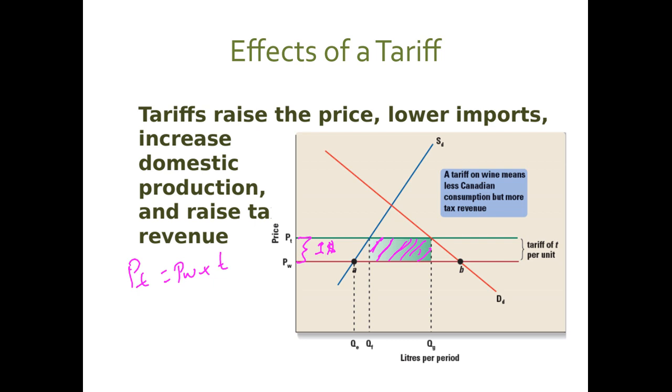So now the country is importing 10 units. So 10 times 1, $10. So the area of this rectangle is $10. So this is the tax revenue, government tax revenue.